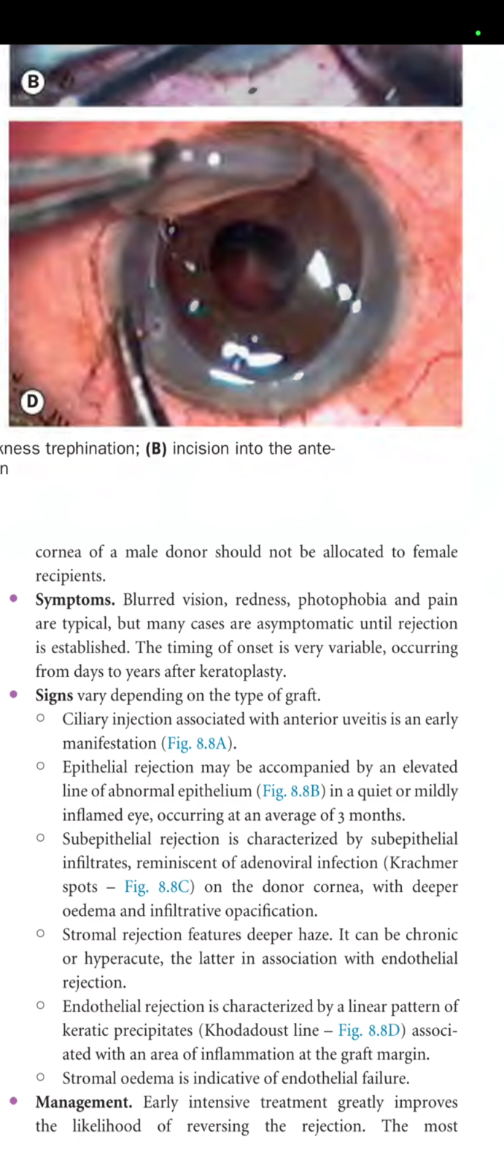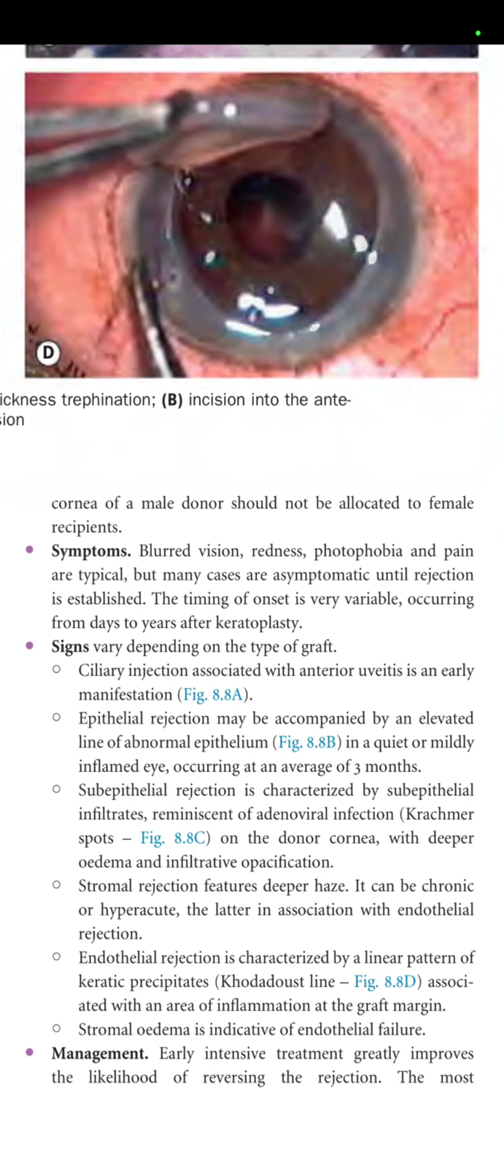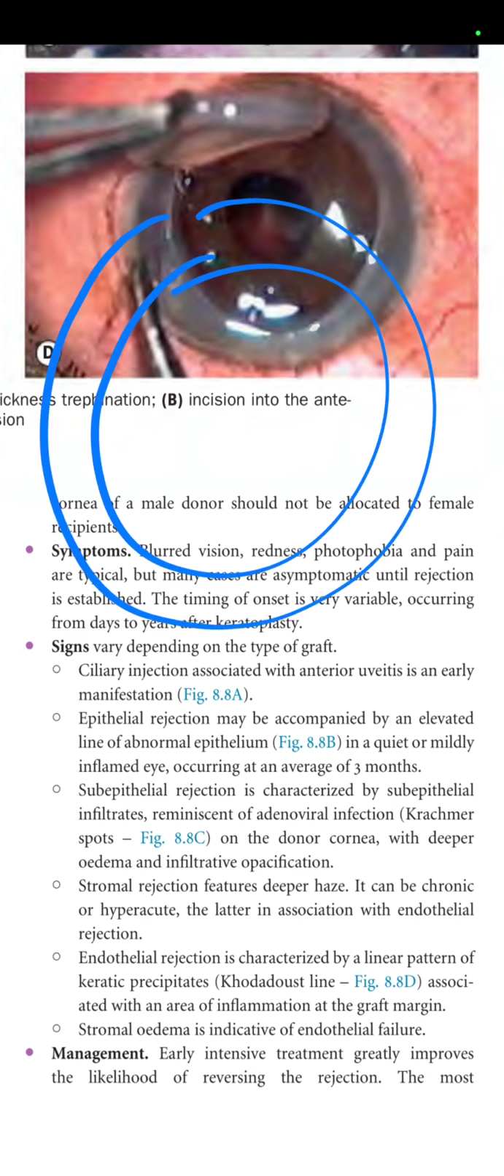But many cases are asymptomatic until rejection is established. The timing of onset is very variable, occurring from days to years after keratoplasty. Signs vary depending on the type of graft. Ciliary injection should be associated with anterior uveitis as an early manifestation. So what will happen? There will be the circumciliary congestion and there is going to be the AC reaction. Uveitis is common.